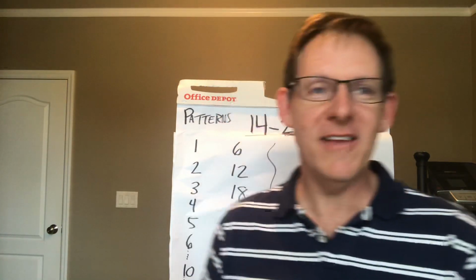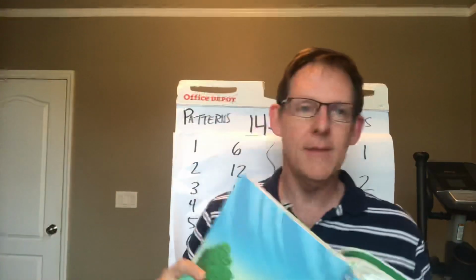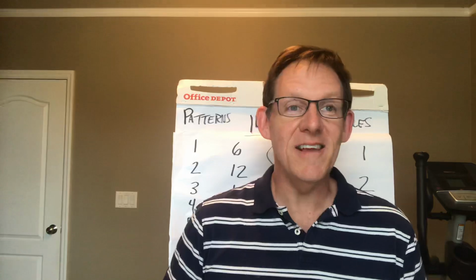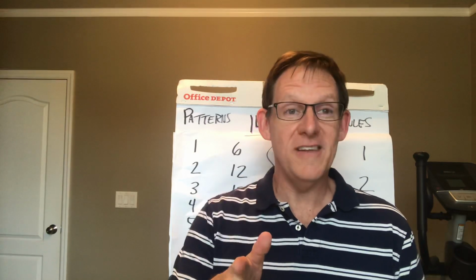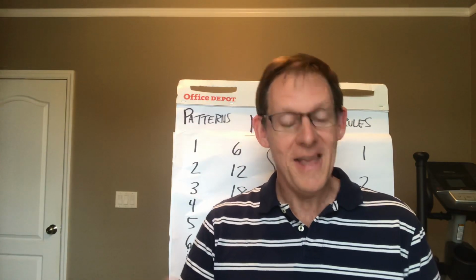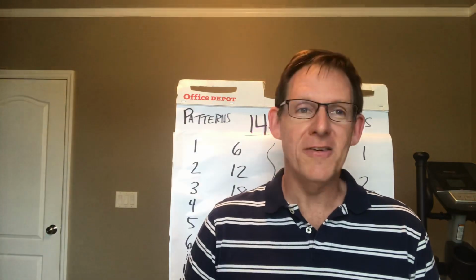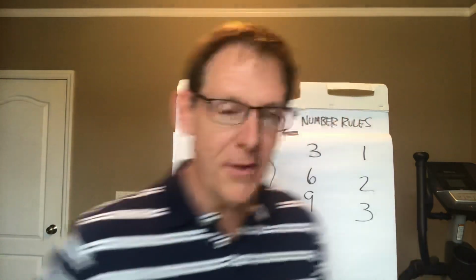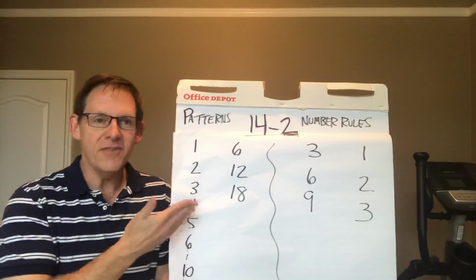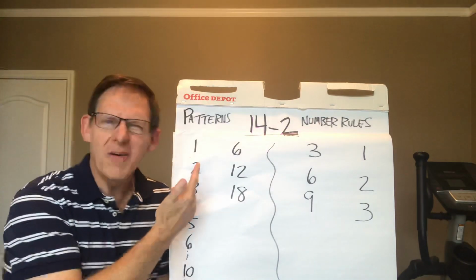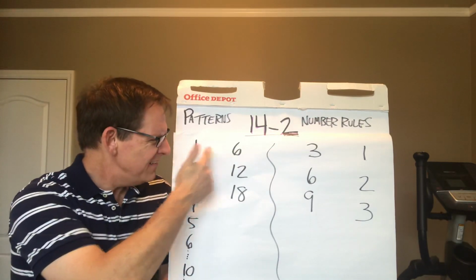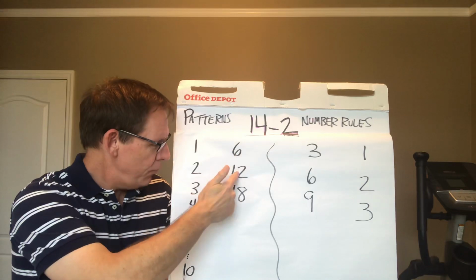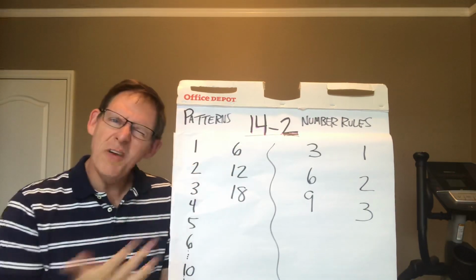So today's lesson is from the math book. I have the paper version right here. It is chapter 14, lesson number 2, and it is all about patterns and number rules. So let me go on back up here a little bit. We have these numbers here, and it doesn't make a whole lot of sense, does it? 1, 6, 12, 2. So what's going on here?